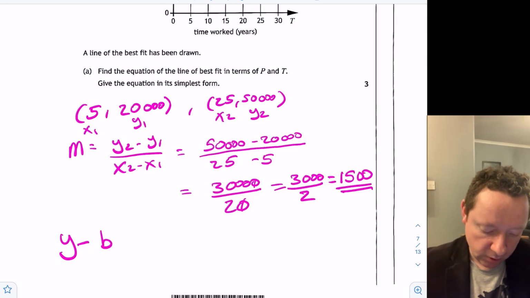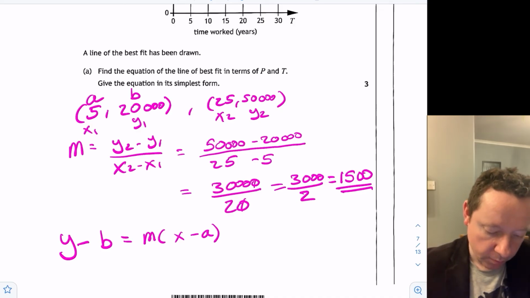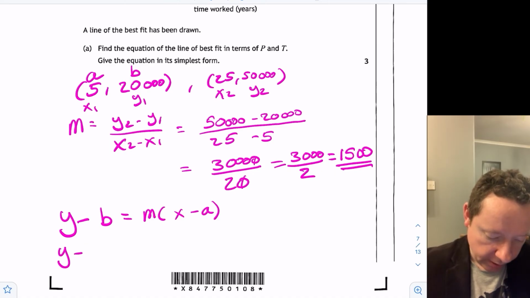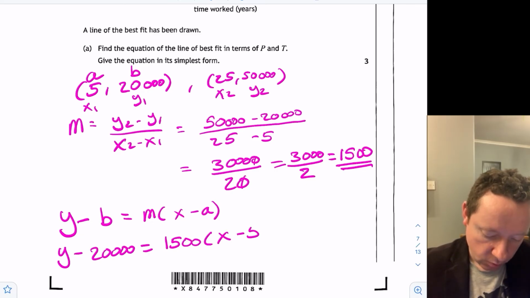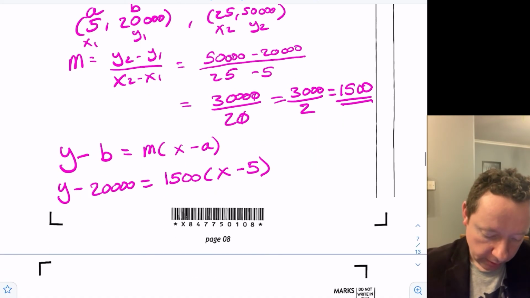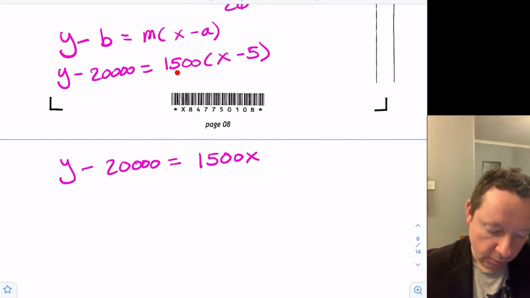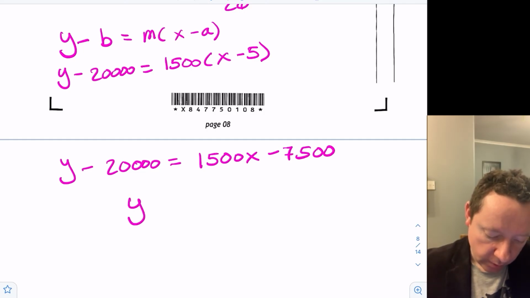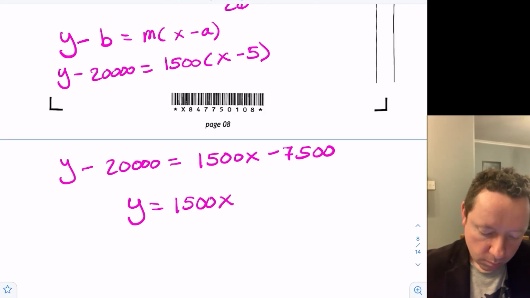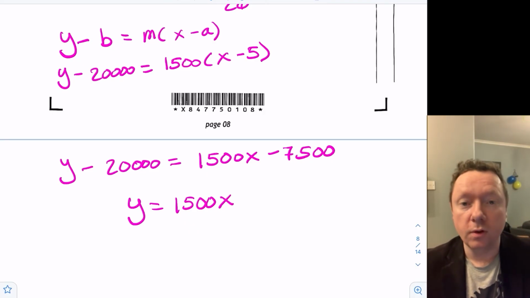Now we can do y minus b equals m(x minus a), which is how I usually do it, or y equals mx plus c if you prefer. I'm going to use the point a and b, positive numbers, so nice and straightforward. Y minus 20,000 equals 1,500 times (x minus 5). Don't be worried about the big numbers because they end in zeros, so we can deal with that. So that's y minus 20,000 equals 1,500x. And we need to do 5 times 1,500. So 5 15s is 75, so minus 7,500. Adding 20,000 to both sides, we get 1,500x. 20,000 minus 7,500 is 12,500.